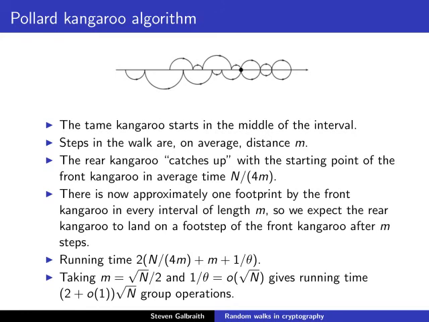We don't know which one's front and which one's back, so we just have to run them both until the algorithm stops. So that's the running time, and then you find that the best thing to do is to take m to be root n over 2, and you end up with this complexity of about 2 root n operations. So this is the Pollard kangaroo method in the Van Oorschot-Wiener formulation. And this running time goes back to about '96.